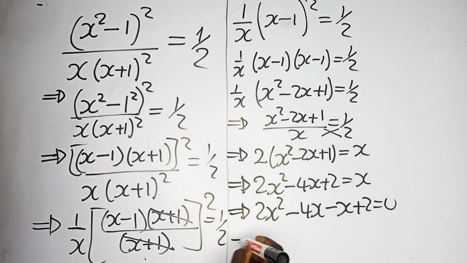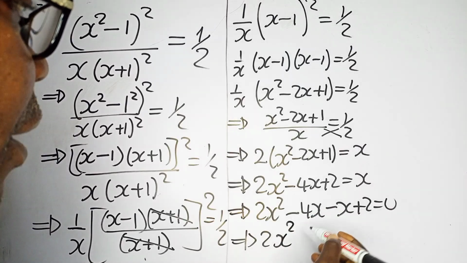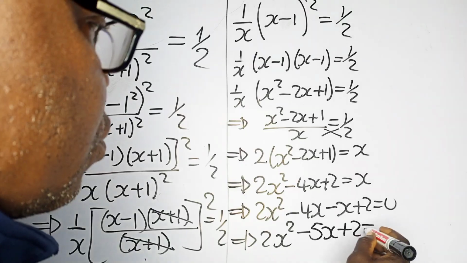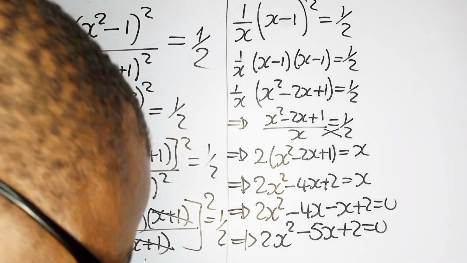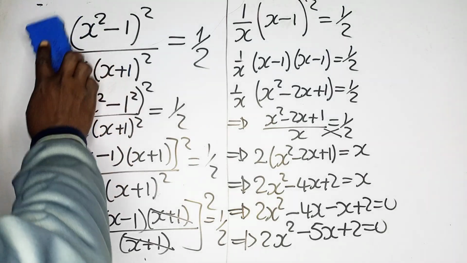So we have 2x² − 4x − x, which is −5x, + 2 equals 0. Here we obtain a quadratic equation. Clearly, we obtain a quadratic equation. From here, we can now apply the quadratic formula, or we use any other method for factorizing quadratic equations.